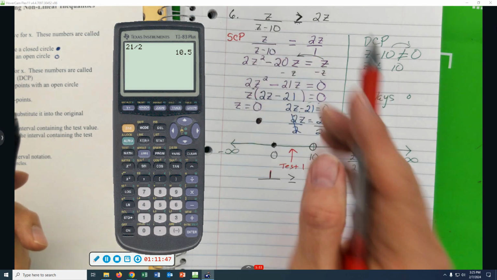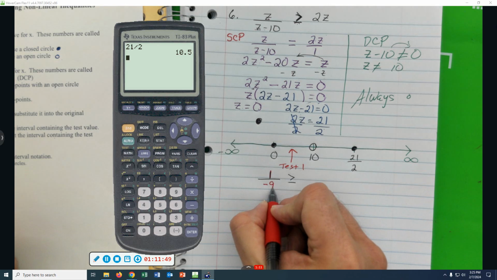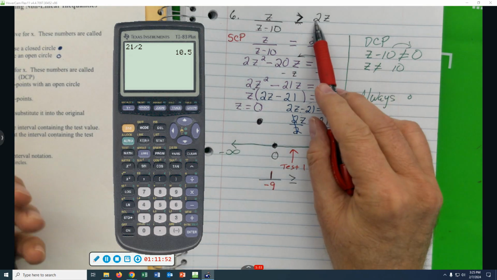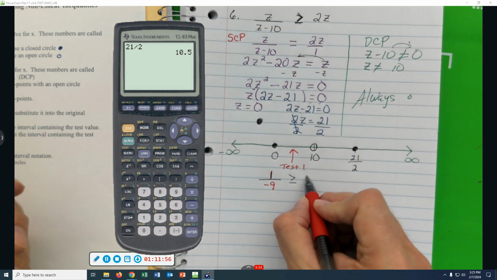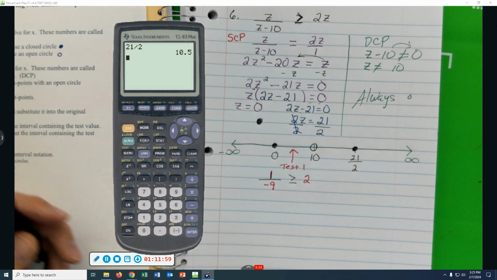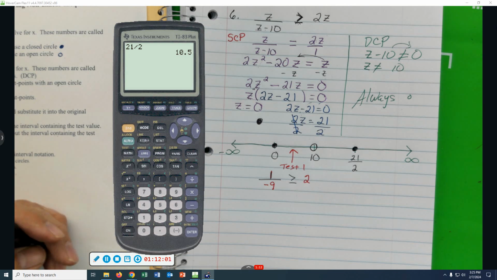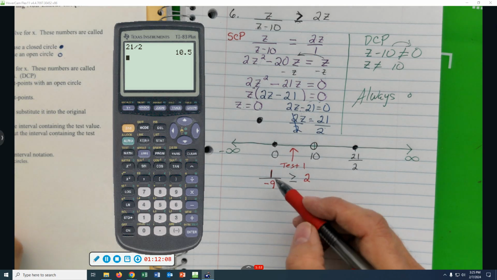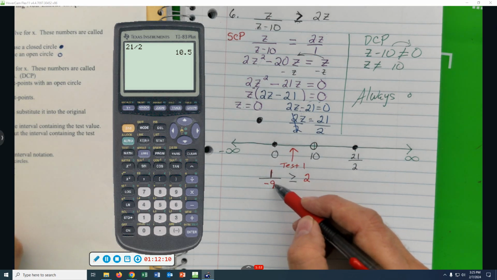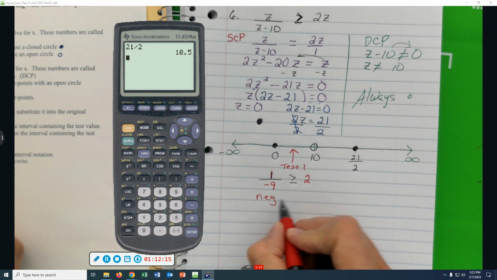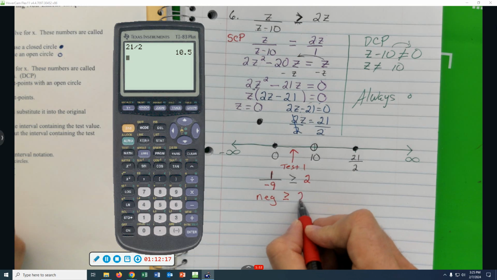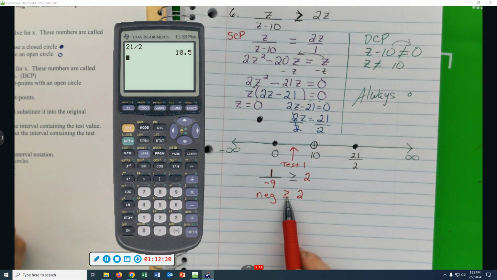1 minus 10, would that be a negative 9? Is greater than or equal to 2 times 1. 2 times 1 is 2. So 1 over negative 9 is greater than or equal to 2. Well, here's how I would think of this. A positive divided by a negative is negative. So we have a negative number is greater than or equal to 2. Well, it's sure not equal to 2.